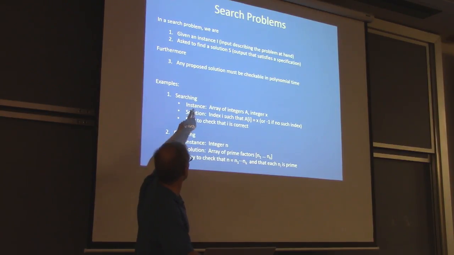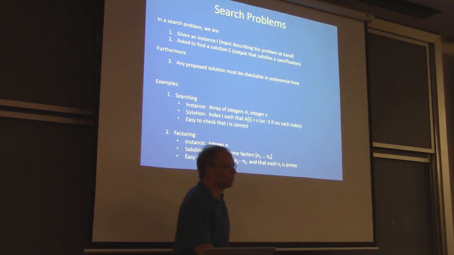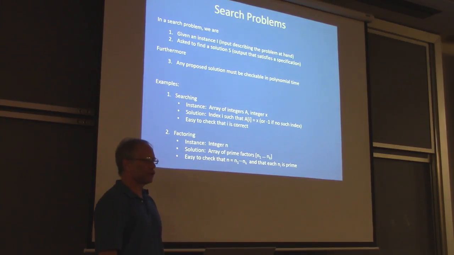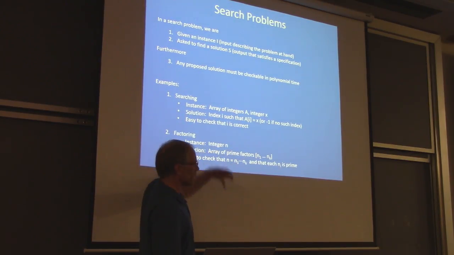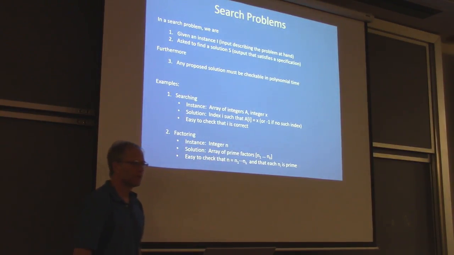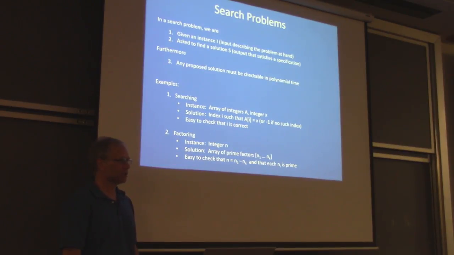Every search problem has an input, an instance. Imagine this problem where the input is an array of integers A and an integer X. The question is, does this integer appear in the array? A solution would be an index I such that A sub I is X. Is that easy to verify? Yeah. You just look in the array at index I and see if X is there. So if someone says X appears in index I of this array, you easily check it. That's a search problem. It's easily checkable.